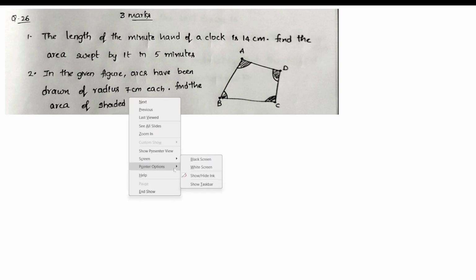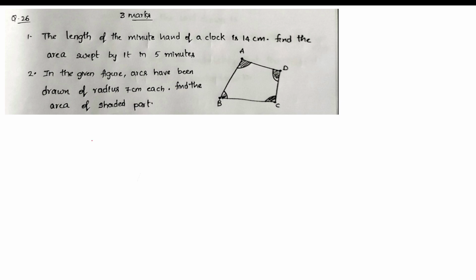Right here the first question is as follows. The length of the minute hand of a clock is 14 centimeter. Find the area swept by it in 5 minutes. Now we know that in a dial clock we have two hands. One is minute hand and one is short hand. Both are taken as radius. If you want to find the area swept by the minute hand, that means the minute hand is rotating.